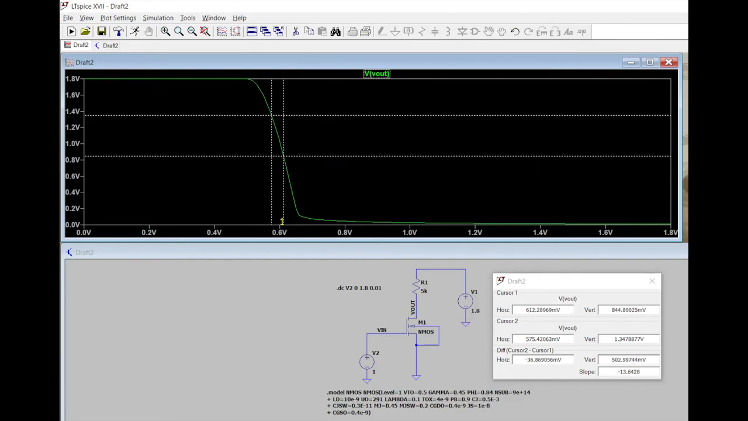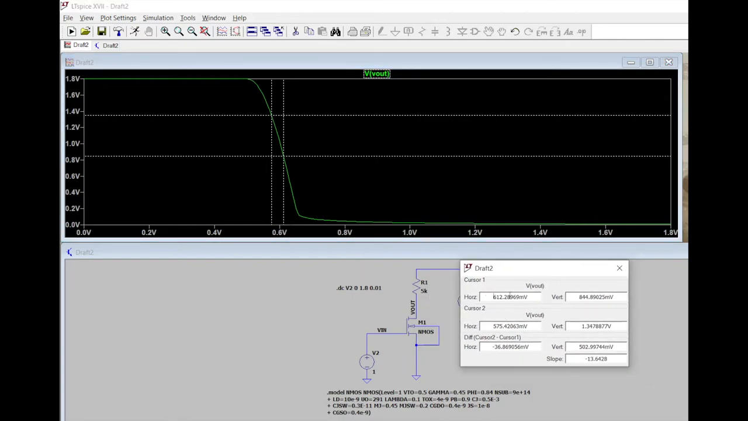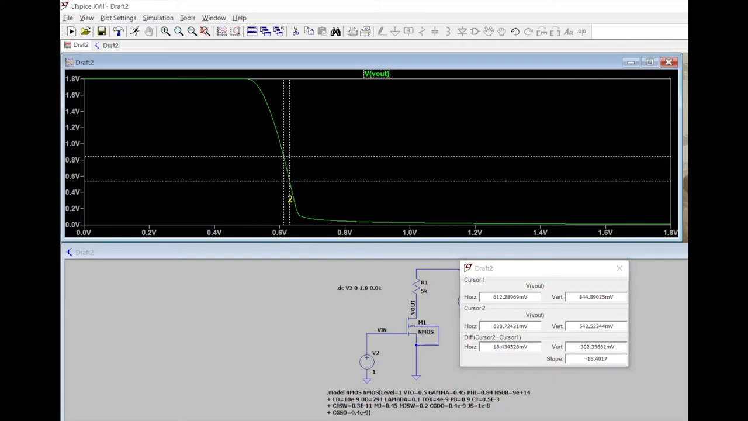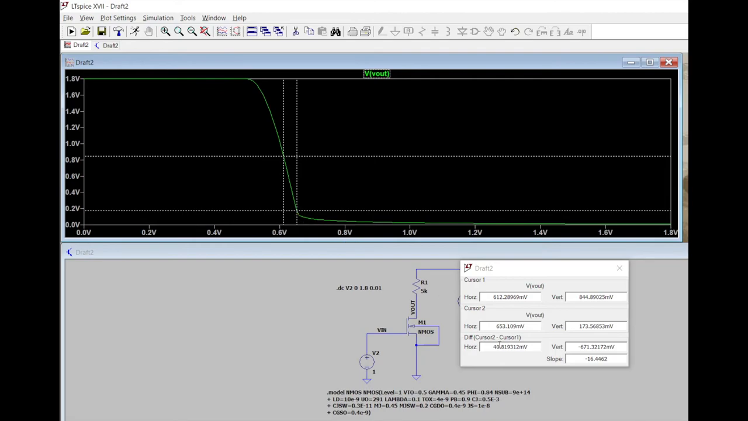So the corresponding point on the X axis is basically this one, corresponding to cursor one, and it is 612. So if I bias at 612, I will get a gain of 15, and my input voltage should not go beyond this. Cursor one minus cursor two on the x-axis is 36 millivolt, and on the downside it is also around 40. So I should say it's around 40 only. If it goes beyond that, the output will get clipped.